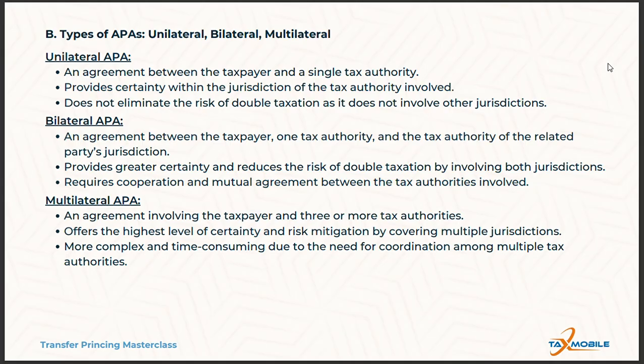We'll look at the advantage and disadvantage of unilateral agreement. The advantage of it is that it provides certainty within the jurisdiction of the tax authority involved, while the disadvantage is that it does not address the risk of double taxation because it only covers one jurisdiction. In the example we used, ABC Nigeria Limited and FIRS, it only covers one jurisdiction, which is Nigeria. So now let's move on to the next one.